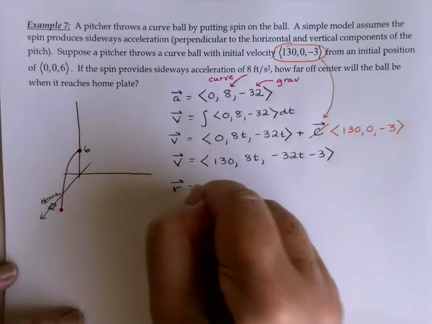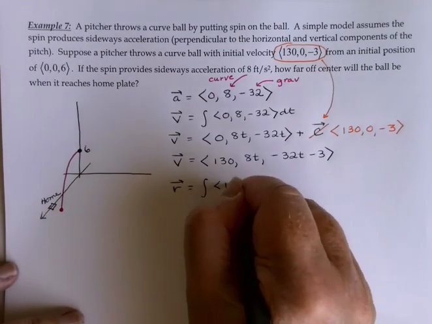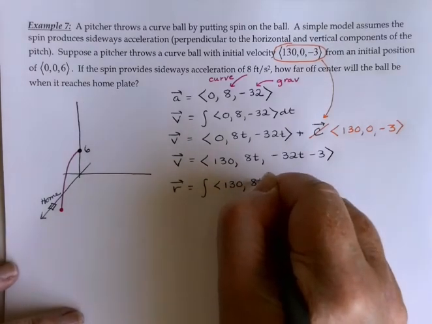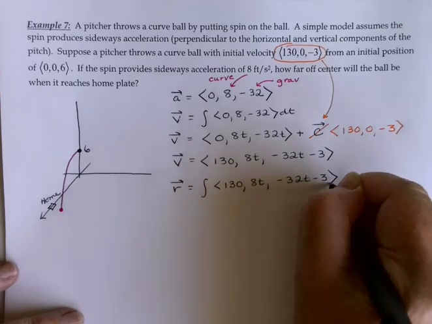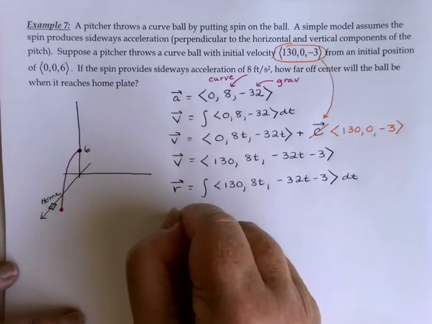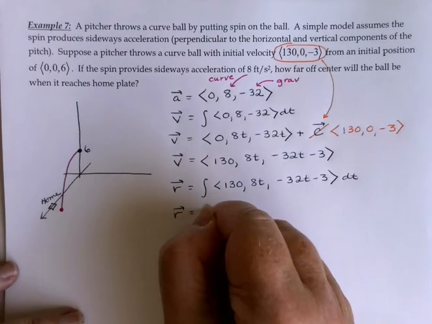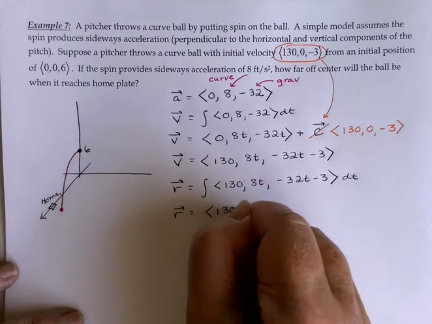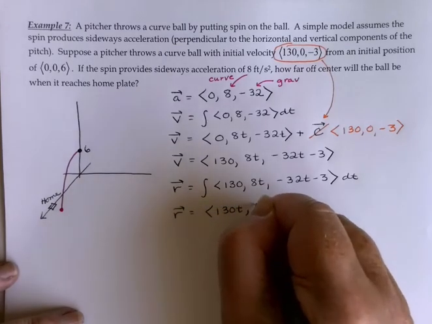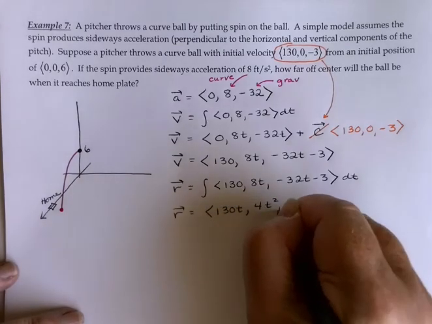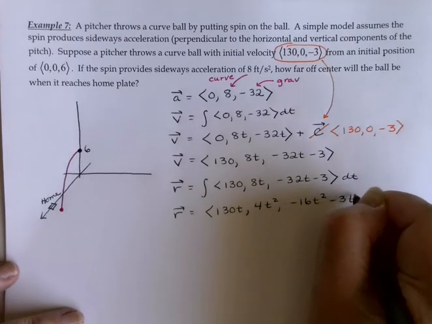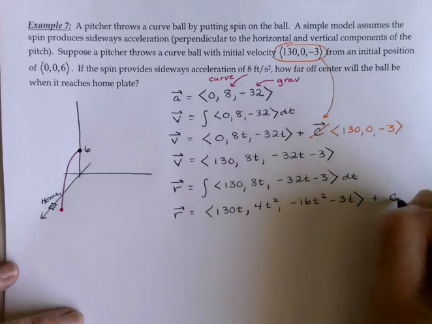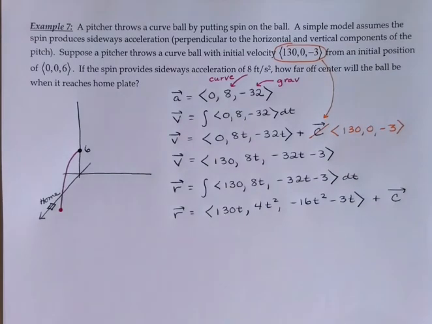I'll get my position function by integrating the velocity function. Which is going to give me 130t, 4t squared, negative 16t squared minus 3t, and again plus a constant of integration.